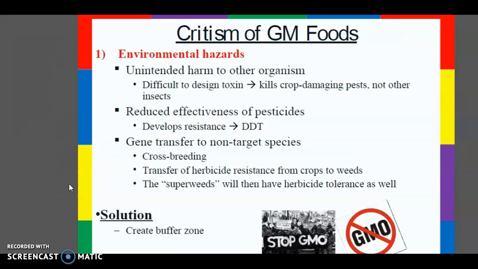Some of the criticisms of GM foods are, the first one is related to environmental hazard, that is the unintended harm to other organisms. Also, reduced effectiveness of pesticides, that is pesticide resistance develops. Then gene transfer to non-target species, that is there are chances that crossbreeding occurs, and transfer of herbicide resistance from crops to weeds will be a major problem. The super weeds will then have herbicide tolerance as well.